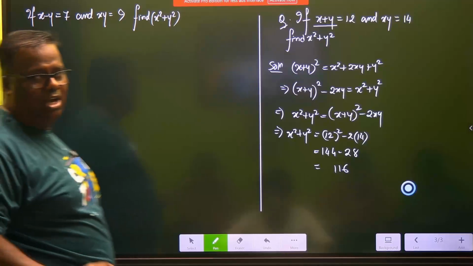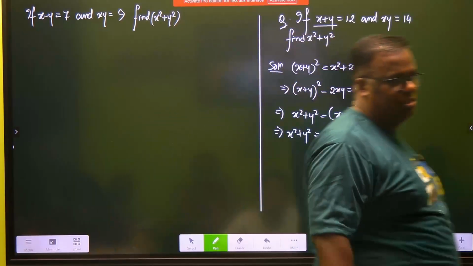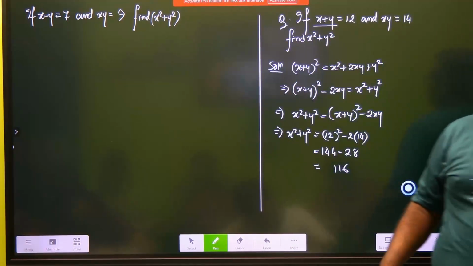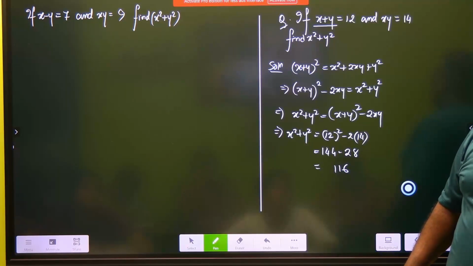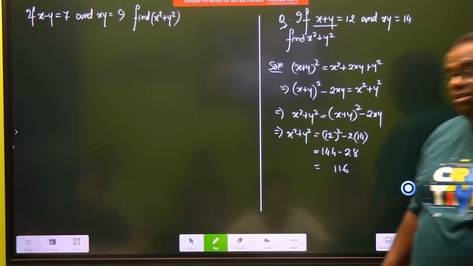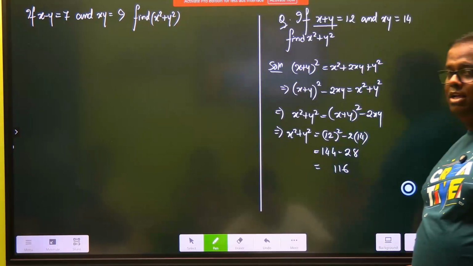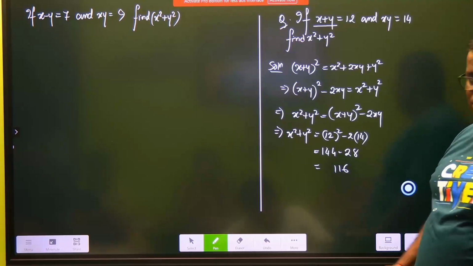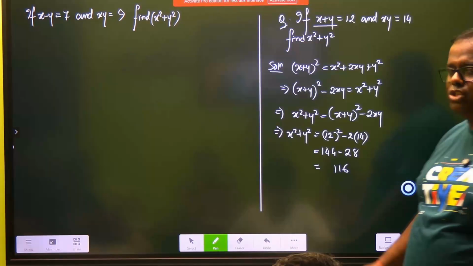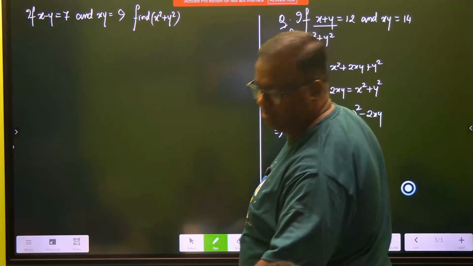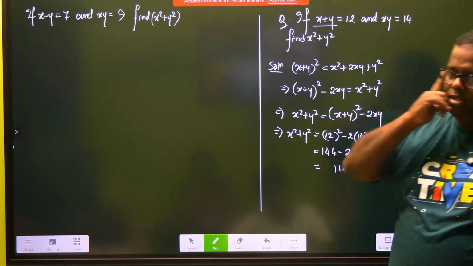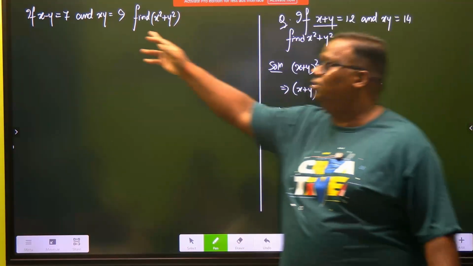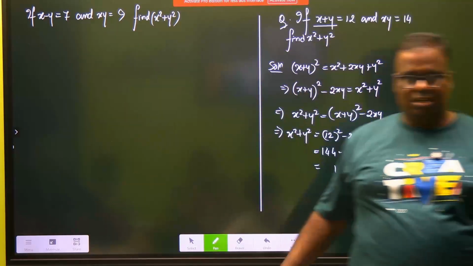समझ में आया इसमें क्या करना है? मैं हिंट नहीं दूंगा. I won't give the hint. I hope you have understood what square has to be processed. What square? X minus y whole square. Yeah. X minus y whole square will give you x square plus y square minus 2xy. Same. X square plus y square minus 2xy. And the minus 2xy, you know what is xy? चलिए कीजिए.